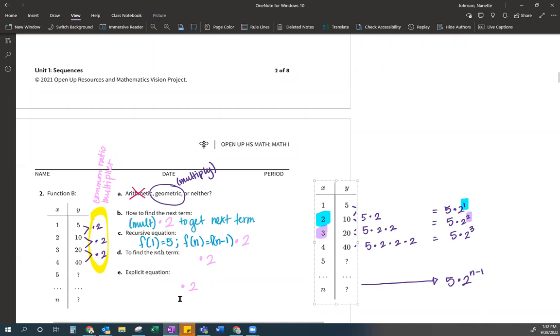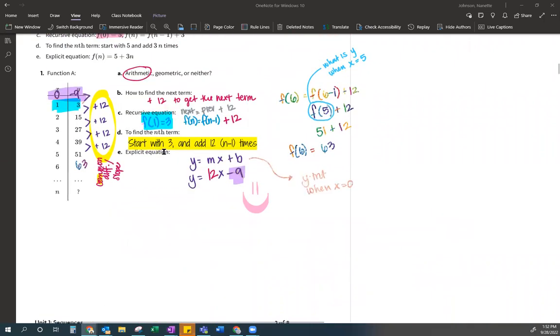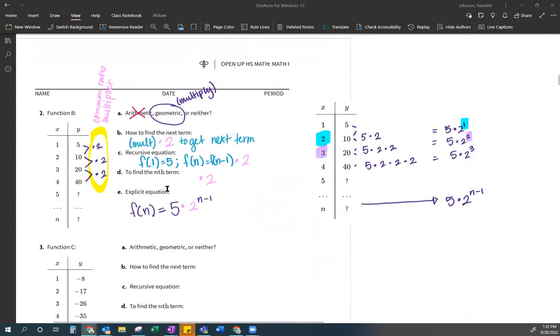Yes. So I'm going to copy that over here. So 5 times 2 to the n minus 1. This is going to be f of n, right? And the part I know that you're curious about, you're like, Ms. Johnson, well, what about that part? Like, how do I write this? How do I write to find the nth term? Well, here in this case, we're not starting with 3 and adding 12 n minus 1 times. So what are we doing?